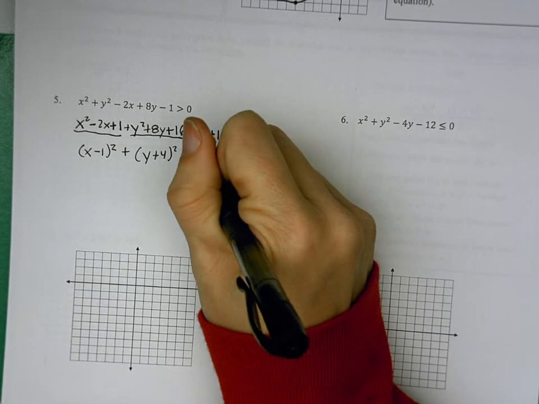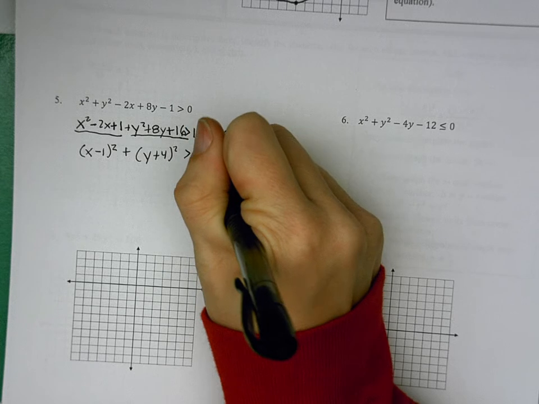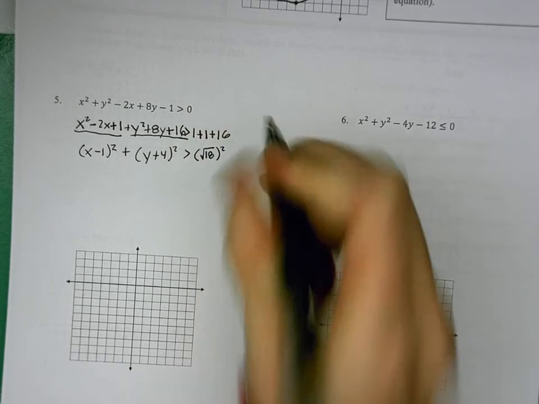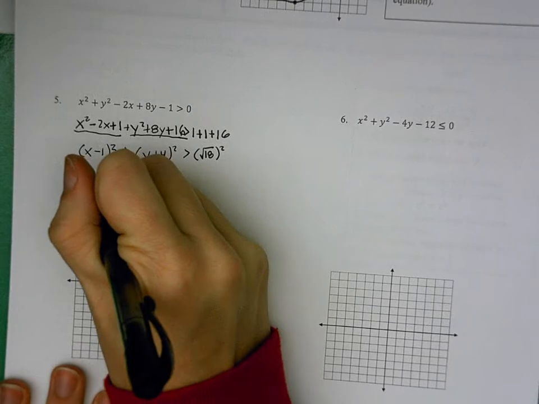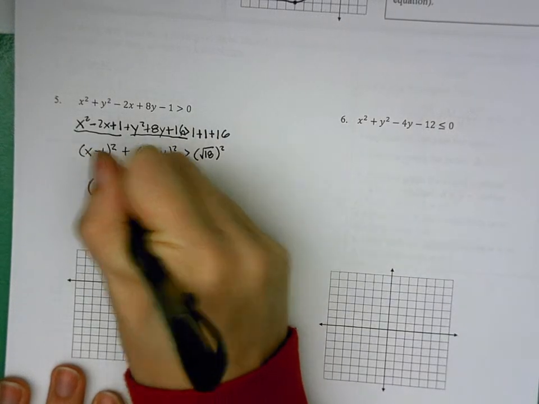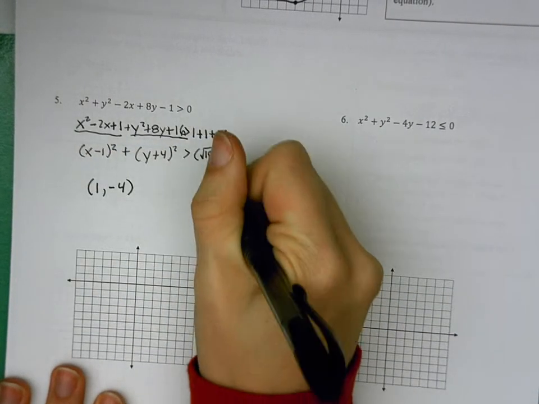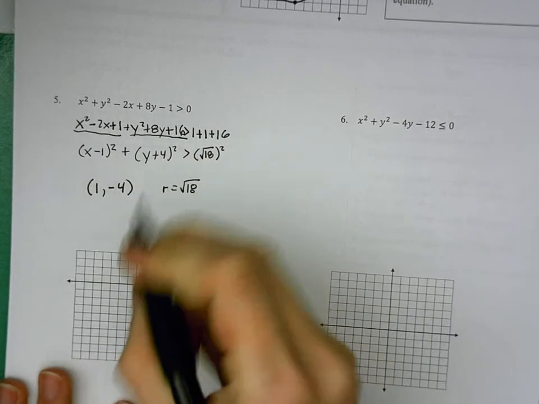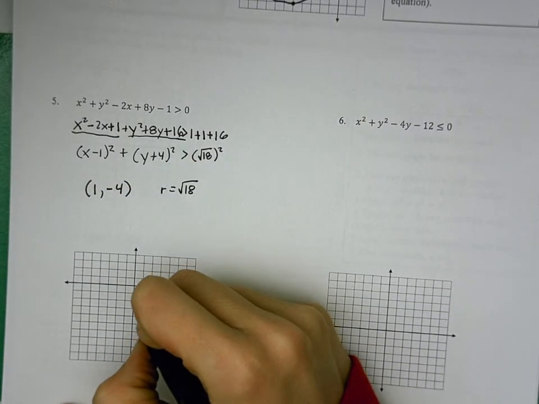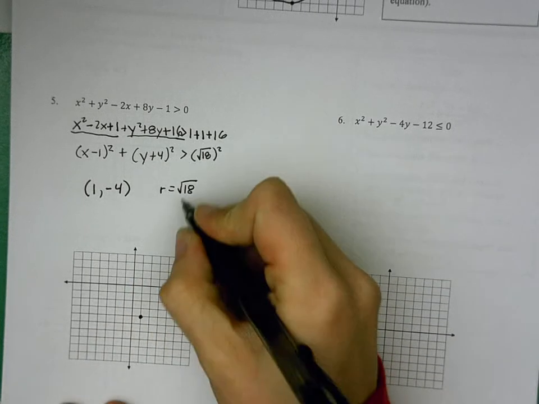which we are going to rewrite as root 18 squared, because that is what the squared value would be, right? Root 18 squared would be the same thing as 18. My h in this case would be 1. My k would be -4. And my radius is root 18. So I'm going to start here at (1, -4). And then I'm going to count root 18 in every direction.